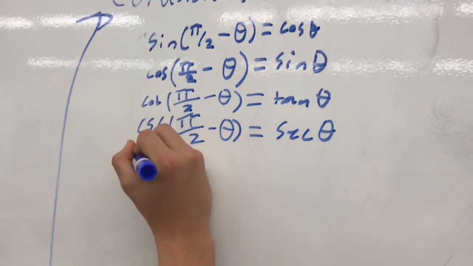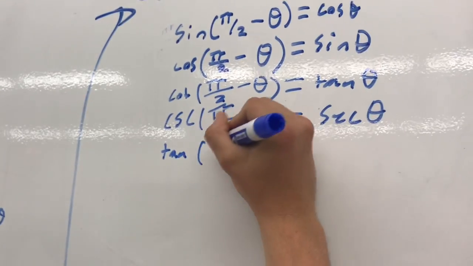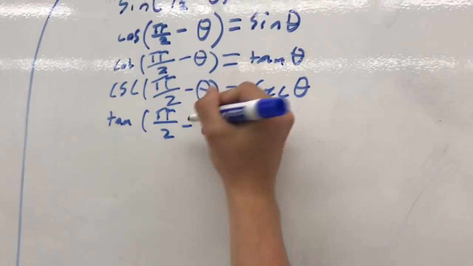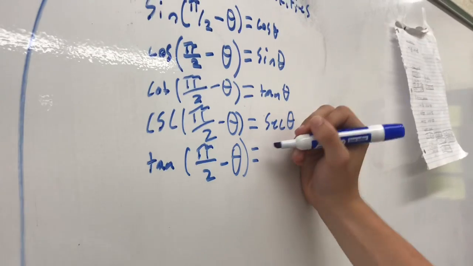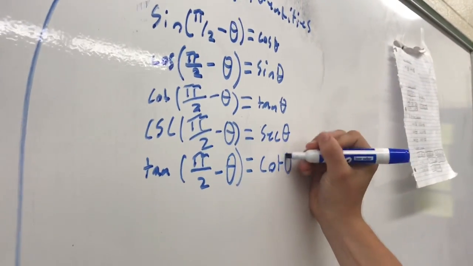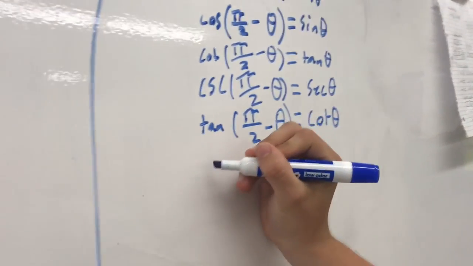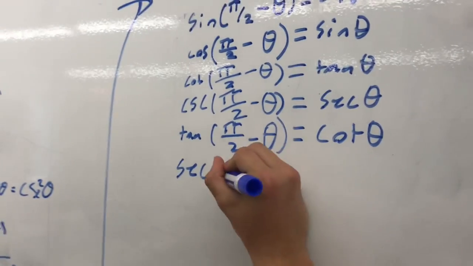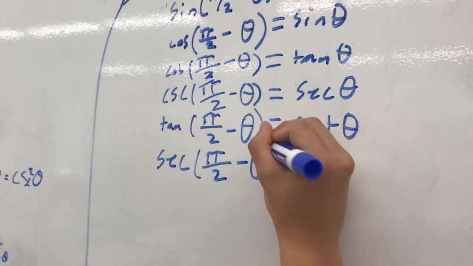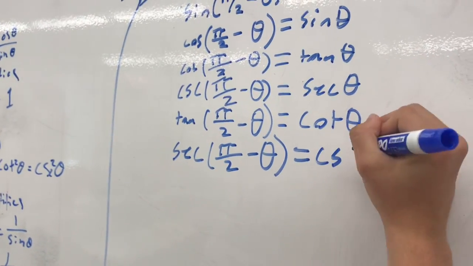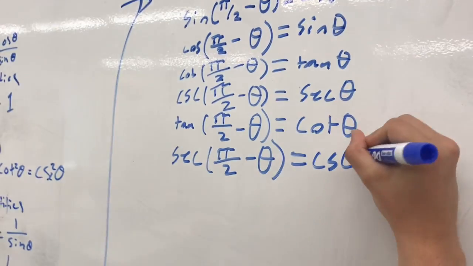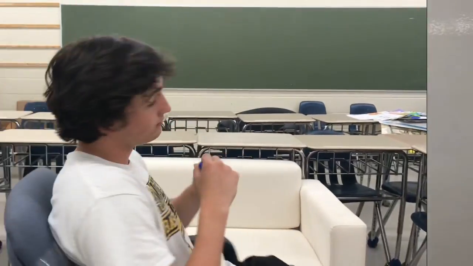Next up, we got tangent of pi over 2 minus theta. We're going to subtract a theta from that, and guess what we're going to equal? We're going to get cotangent of theta. Then, last one, fast one. Secant of pi over 2 minus theta equals, what do you think we got? I think we got a cosine? We got a cosecant. Well, that's all right, because guess what? You got to memorize them.